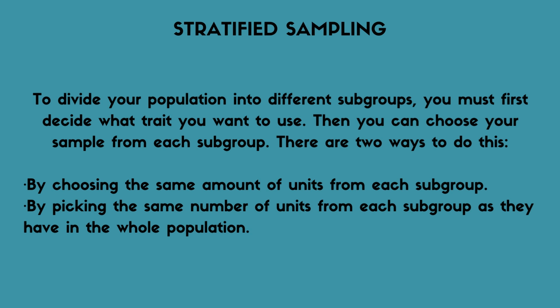To divide your population into different subgroups, you must first decide what trait you want to use. Then you can choose your sample from each subgroup. There are 2 ways to do this: by choosing the same amount of units from each subgroup, or by picking the same number of units from each subgroup as they have in the whole population.